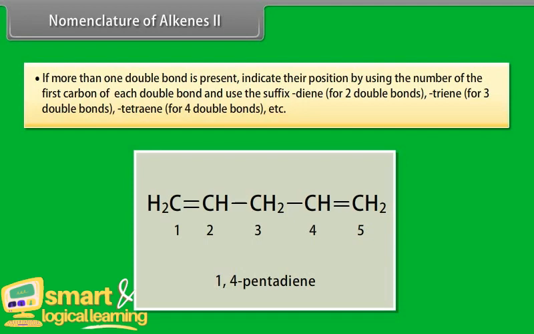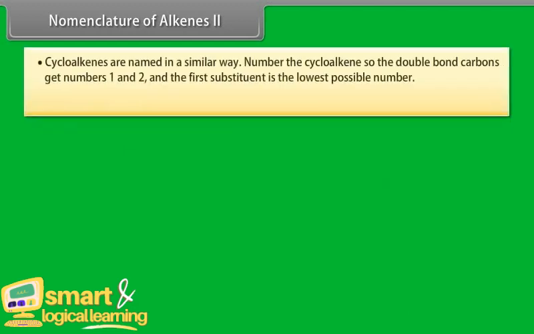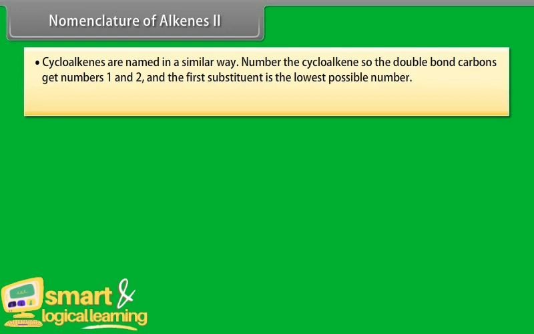first carbon of each double bond and use the suffix diene for 2 double bonds, triene for 3 double bonds, tetraene for 4 double bonds, etc. For example, 1,4-pentadiene. Step 9. Cycloalkenes are named in a similar way.